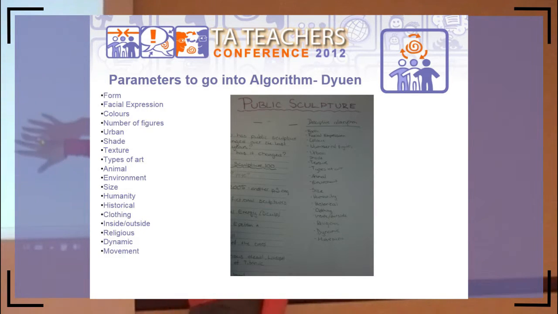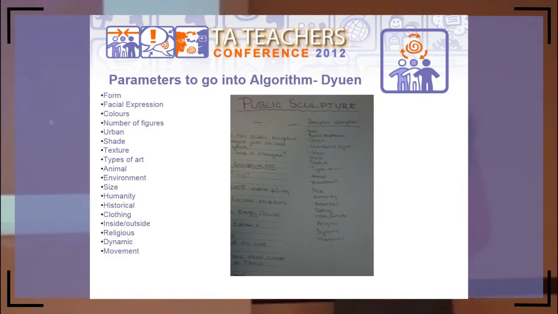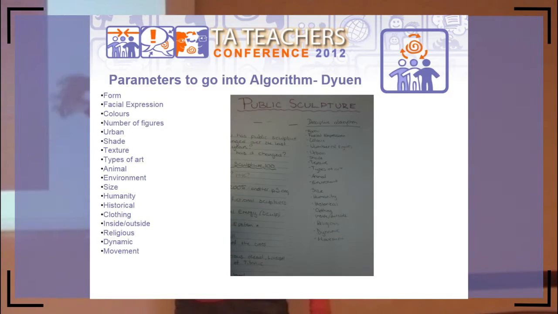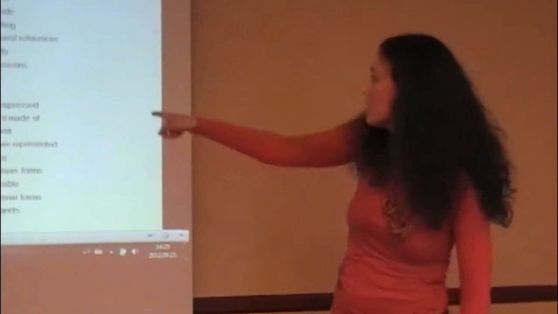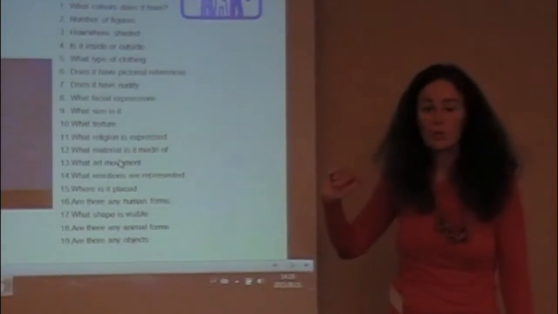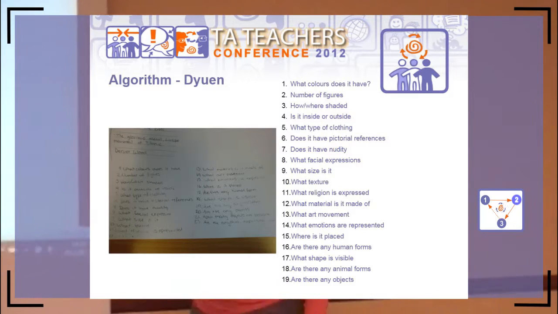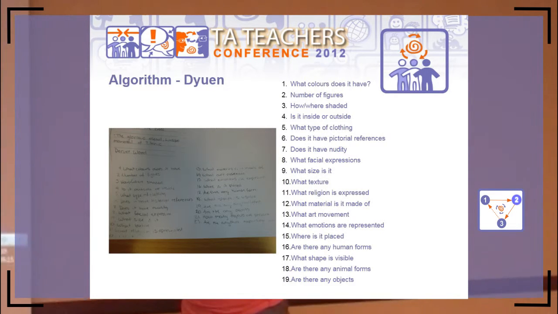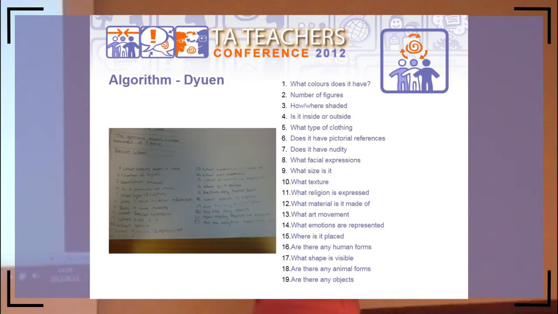She's written her parameters, and although these slides aren't great, I just want you to see that it is a student's work. This is what it looks like. When it's all typed up, it doesn't really show their thinking, and I even like to see the way that they divide their pages and how they choose to use the spaces. So these are her parameters that she wants to make an algorithm from, and this is the actual algorithm that she ended up making. So these are her steps for describing a sculpture. What kind of colours, number of figures, where is it shaded, is it inside or outside, all sorts of things. But this is her algorithm that she's devised from these sorting tasks and from testing it.